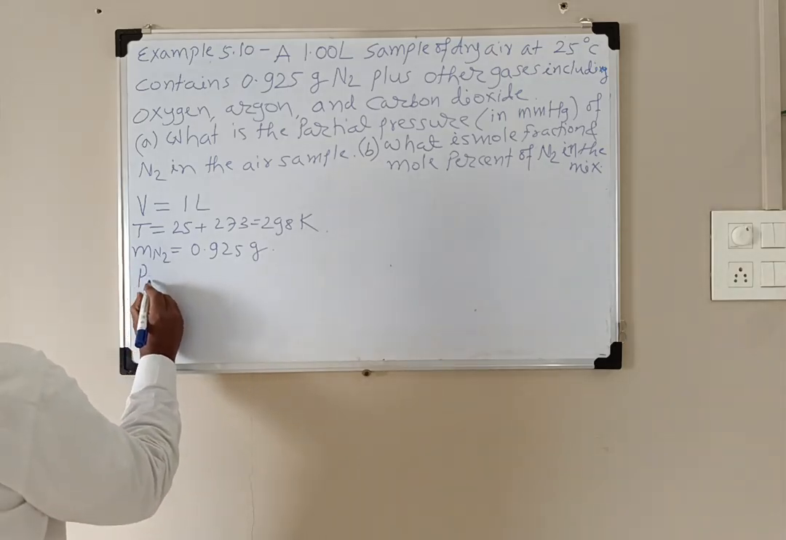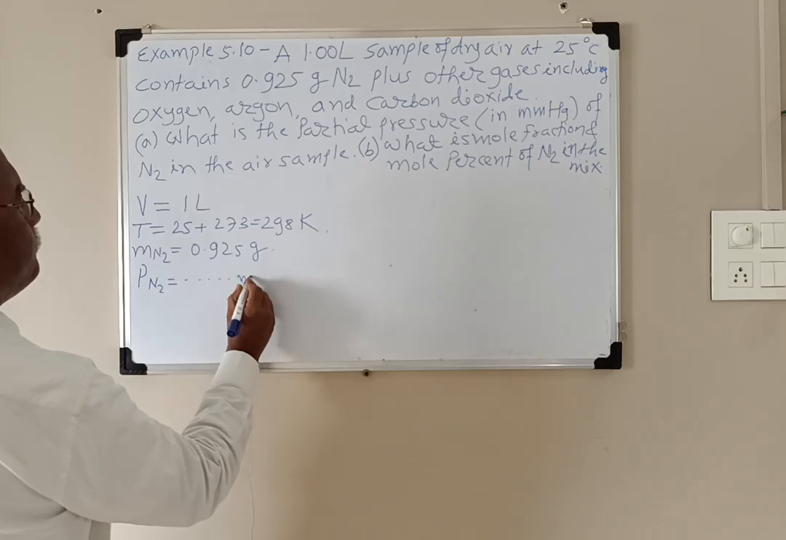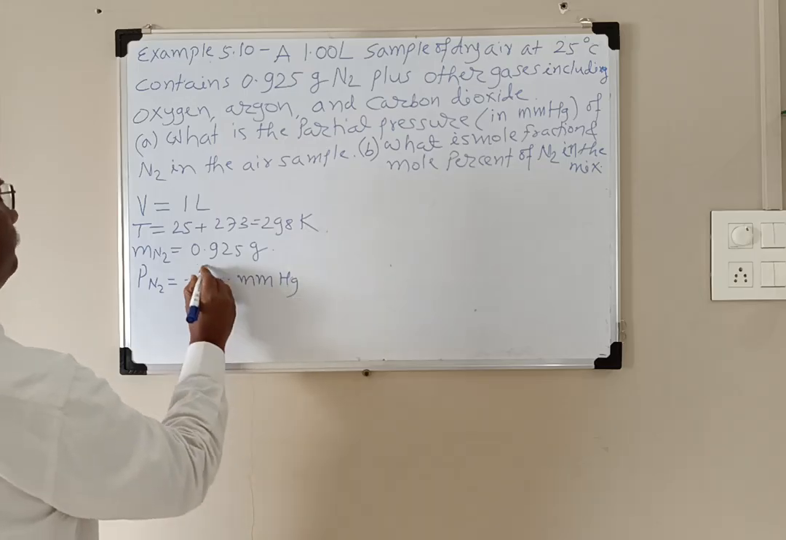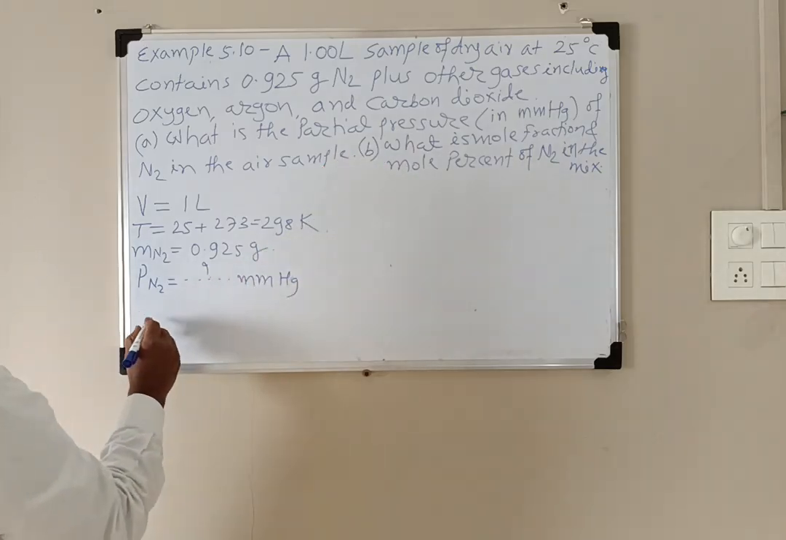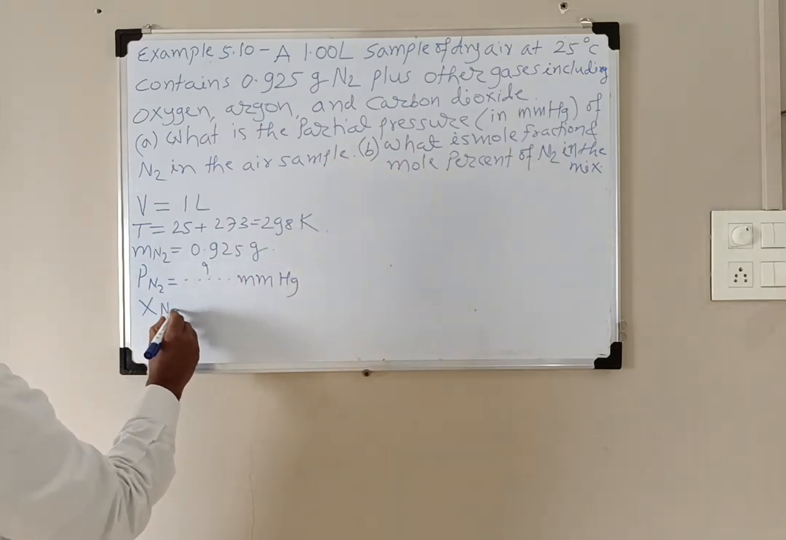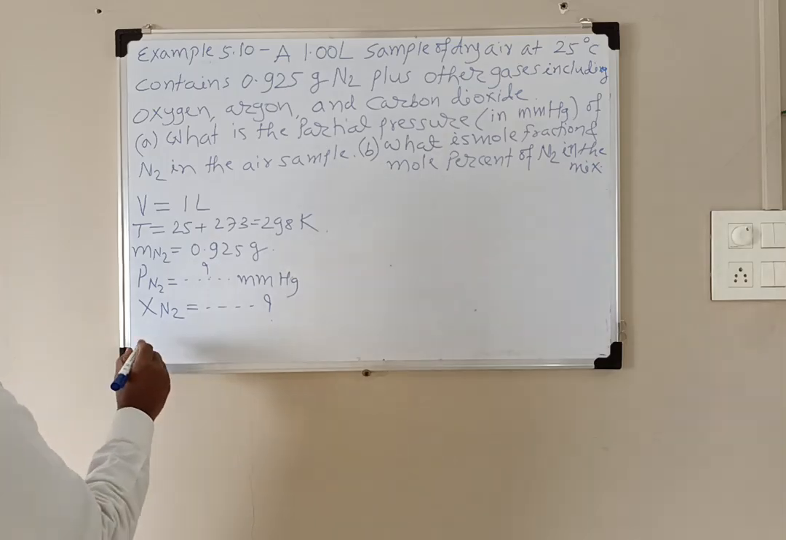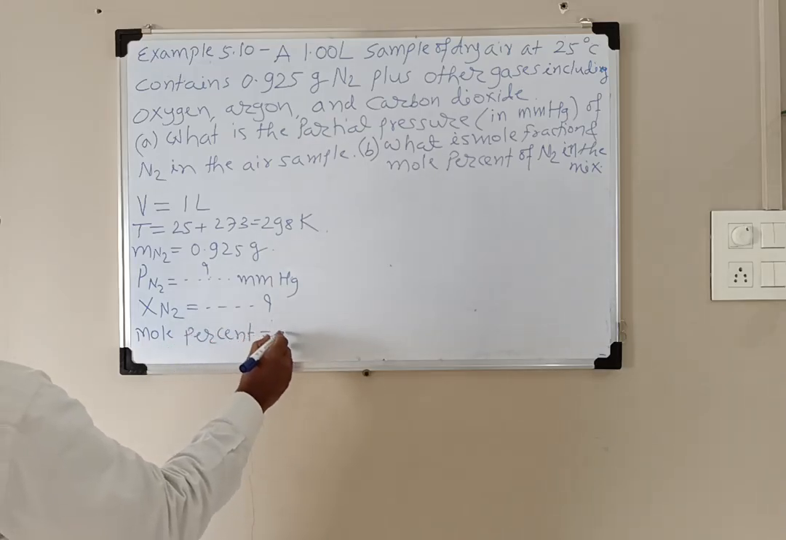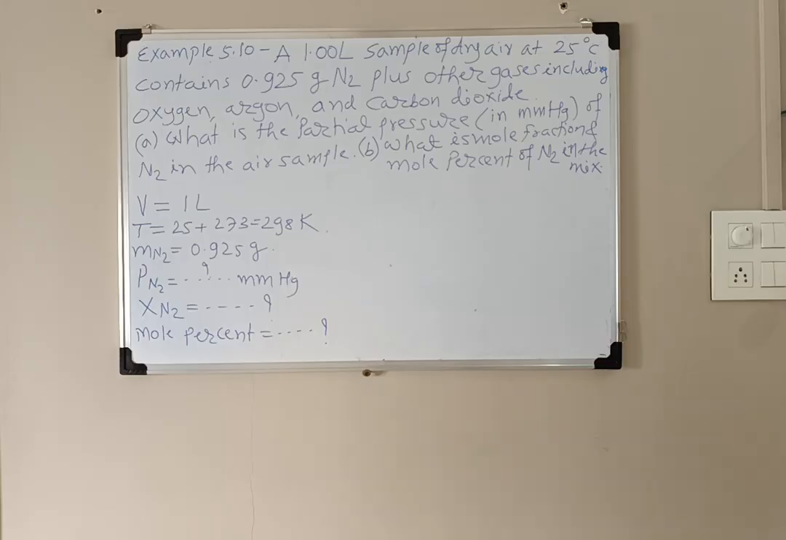What is the partial pressure of nitrogen in the air sample? Partial pressure P of nitrogen is equal to dash mmHg. We have to calculate. Third, what is the mole fraction? Mole fraction of N2 is equal to question mark. Mole percent is equal to question mark. This is what we want to find out.